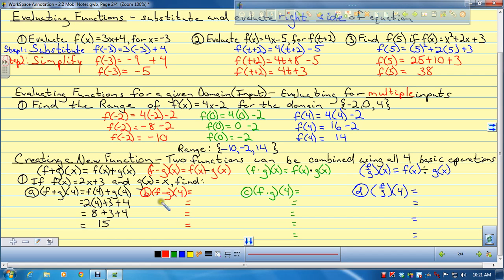Works the same way. f minus g of 4, well, I'm going to have f of 4 minus g of 4. Going to substitute in the same way. 2 times 4 plus 3. But now I'm going to subtract when I substitute in 4 into g of x. So now I'm going to subtract 4. So as I simplify, I've got 8 plus 3 minus 4. 11 minus 4 is 7.